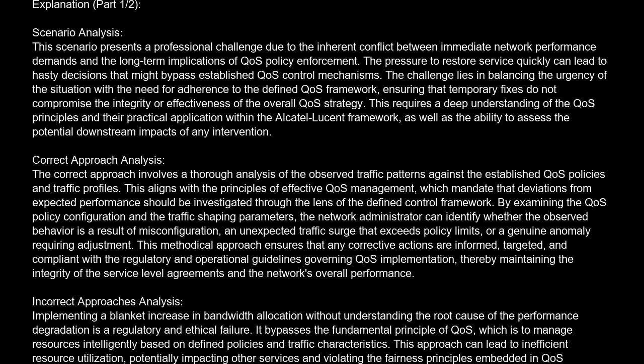It bypasses the fundamental principle of CoS, which is to manage resources intelligently based on defined policies and traffic characteristics. This approach can lead to inefficient resource utilization, potentially impacting other services and violating the fairness principles embedded in CoS frameworks. It also fails to address the underlying issue, which could be a misconfiguration or a specific traffic type causing congestion, meaning the problem is likely to recur.